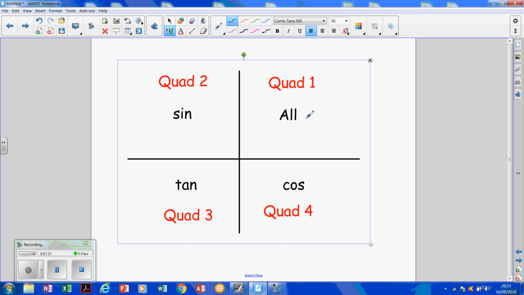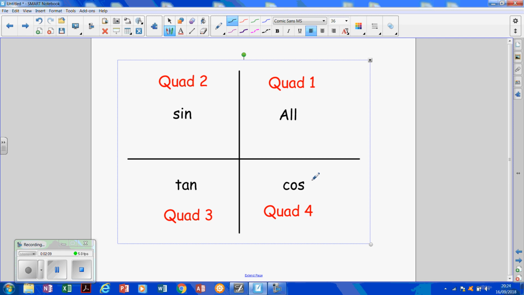In quadrant 1, all trig ratios are positive. So sine is positive, cos is positive, and tan is positive. However, in quadrant 2, only sine is positive, cos is negative, and tan is negative. Now that's a lot to learn. So what we do is we just learn which ones are positive. So in quadrant 2, only sine is positive. In quadrant 3, tan is positive, which means that sine is negative and cos is negative. And in quadrant 4, only cos is positive, sine is negative, and tan is negative.